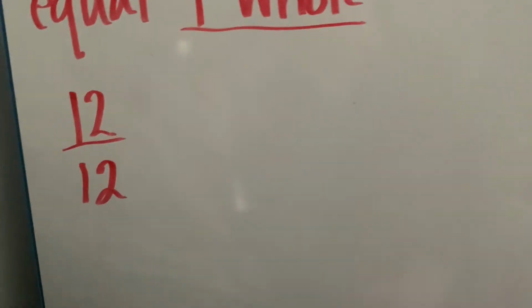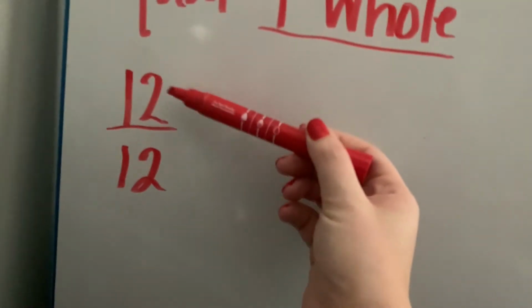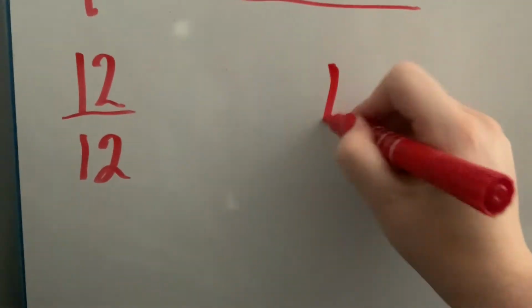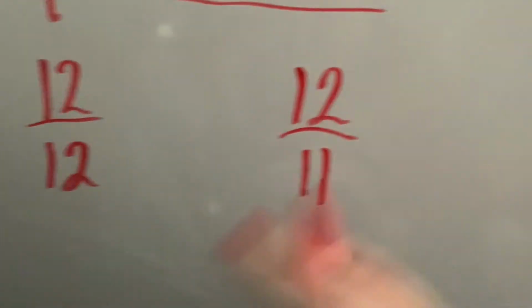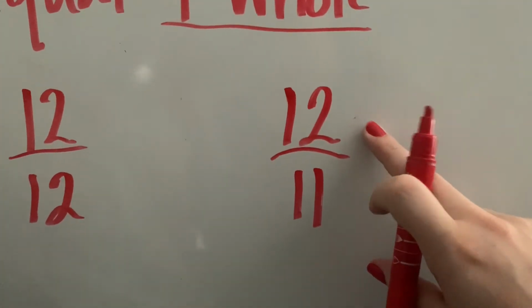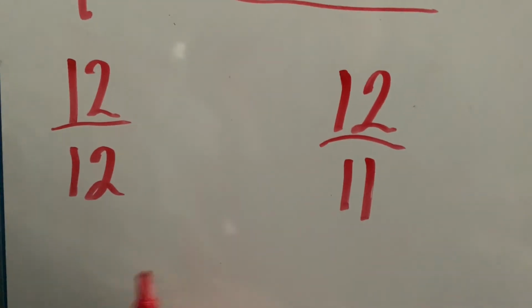And you can use any number. You can use any numbers you want as long as your numerator matches your denominator. So for instance, 12 11ths is not 1 whole. That does not equal 1 whole because my numerator is 12 and my denominator is 11. My numerator and my denominator need to be the same.